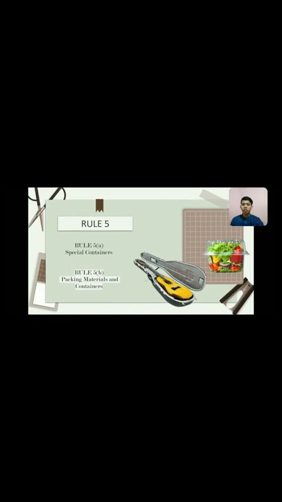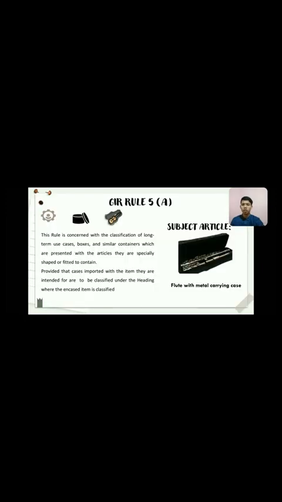Rule 5. Rule 5A, Special Containers. Rule 5B, Packing Materials and Containers. GIR Rule 5A. This rule is concerned with the classification of long-term use cases, boxes, and similar containers which are presented with the articles they are especially shaped or fitted to contain, provided that cases imported with the item they are intended for are to be classified under the heading where the encased item is classified.